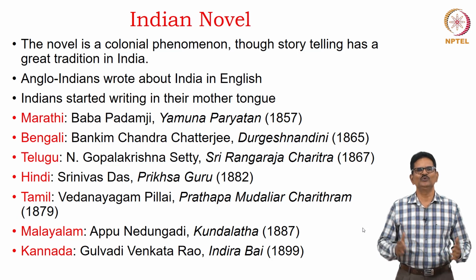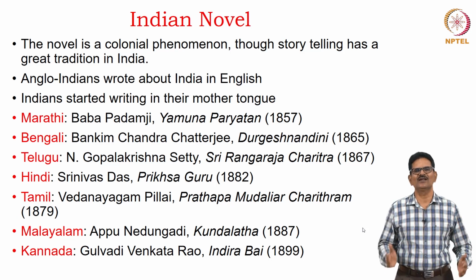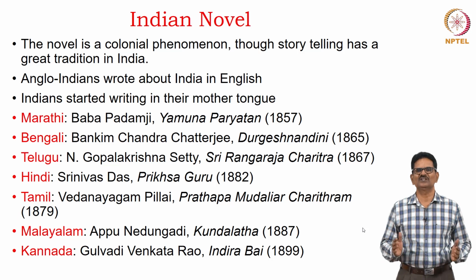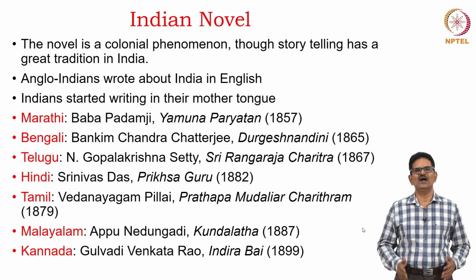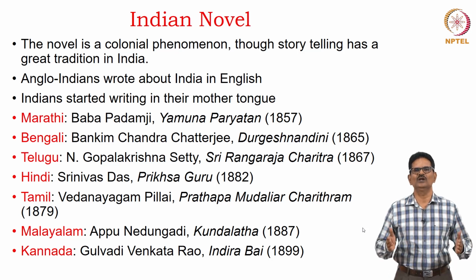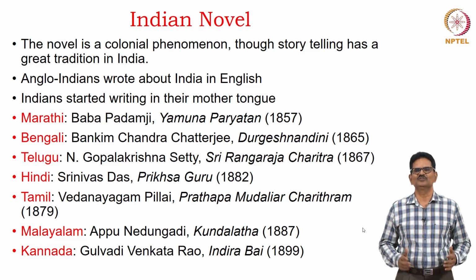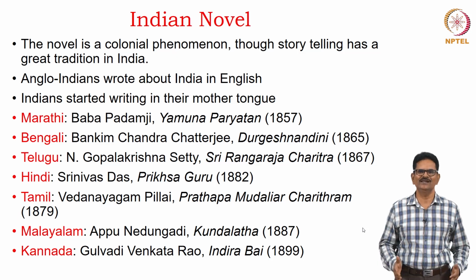In Tamil, we have a novelist called Vedanayagam Pillai who wrote Pratapa Mudaliyar Charitram in 1879. In Malayalam, we have Appu Nedungadi's novel Kundalata, which was published in 1887. And in Kannada, we have Gulwadi Venkata Rao's novel Indrabai, published in 1899. These are some representative novels in Indian languages.